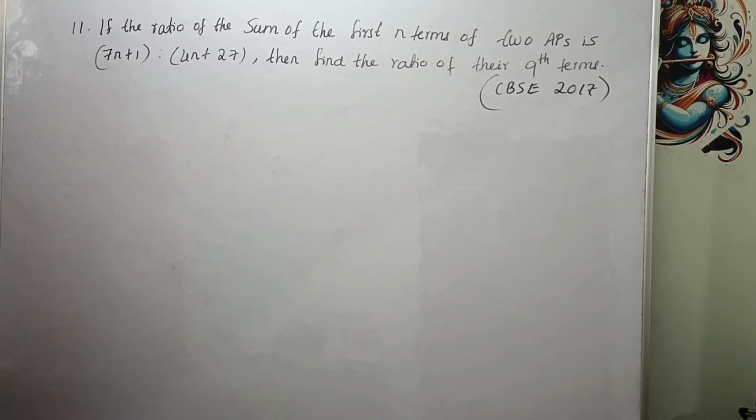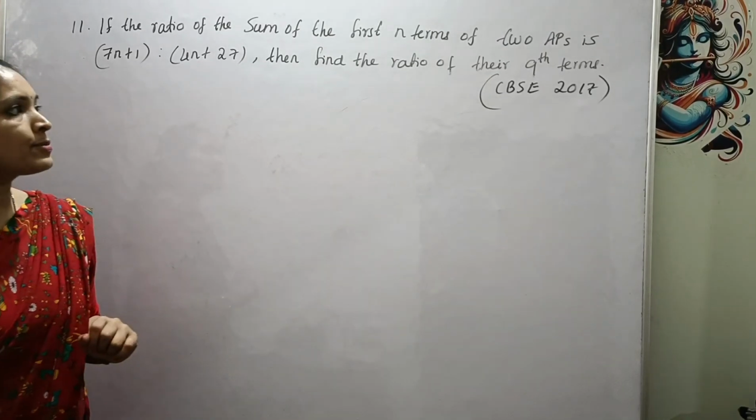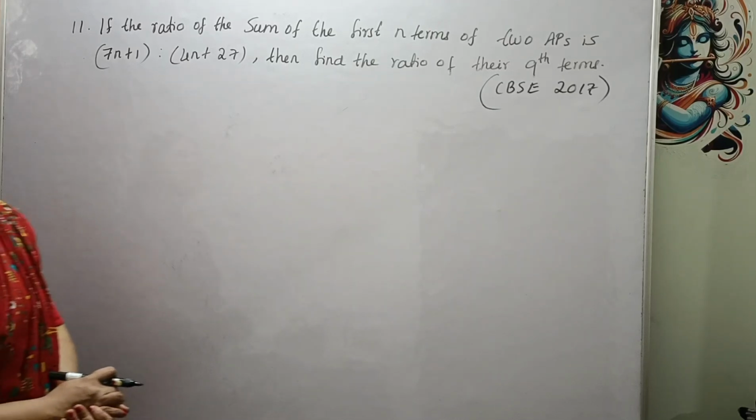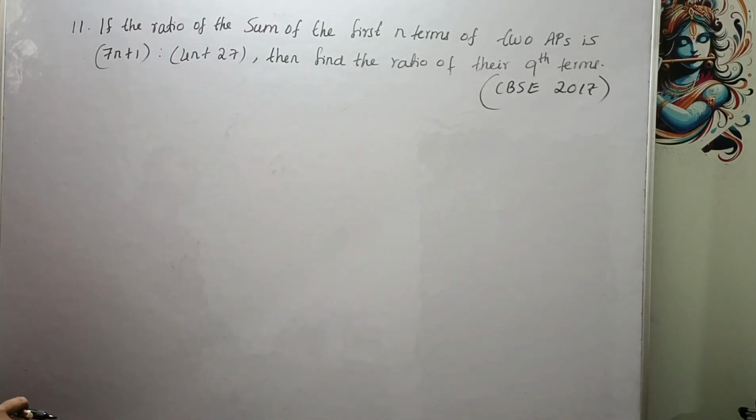Hello everyone, let's go through the next important question. If the ratio of the sum of the first n terms of two APs is 7n plus 1 is to 4n plus 27, then find the ratio of their ninth terms. Okay, here see what is given.